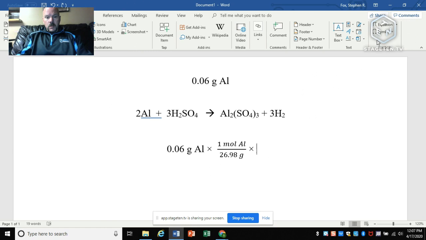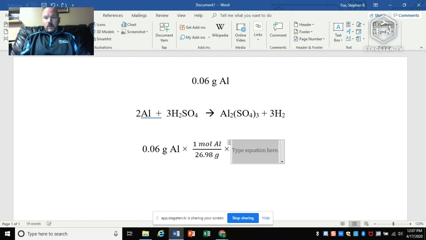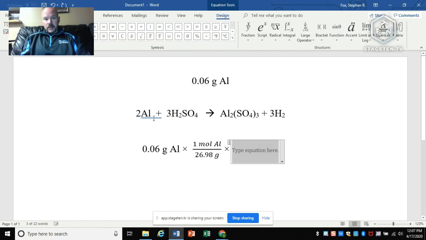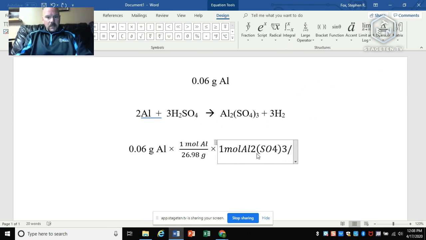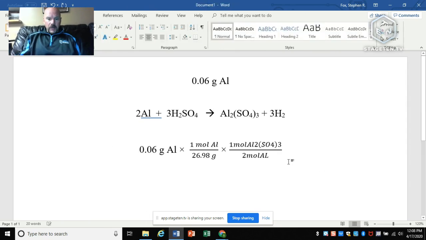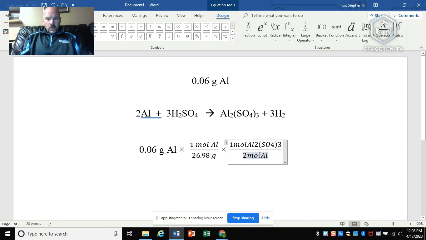Now we're going to step three, which is the stoichiometric step. We're going to multiply by the mole ratio. And the mole ratio, again, we want the aluminum sulfate, and we have the aluminum. So it's going to be 1 mole of Al2(SO4)3. I'm not going to worry about the subscripts right now because it's just going to take too much time formatting. Over 2 moles of aluminum, right? We get this ratio 1/2 from our balanced equation. Okay, oops, sorry.